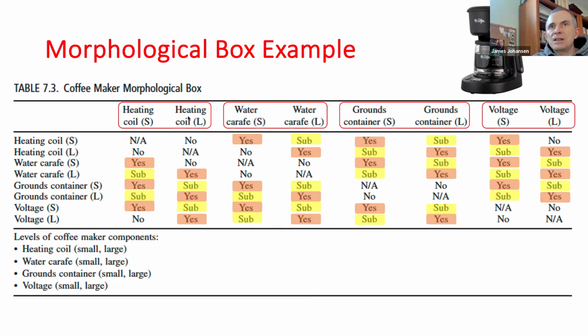What is the size of the heating coil that you need? What is the size of the carafe? How much coffee you're going to hold? How much grounds do you want to contain and that you're going to process? And finally, what are the voltages?